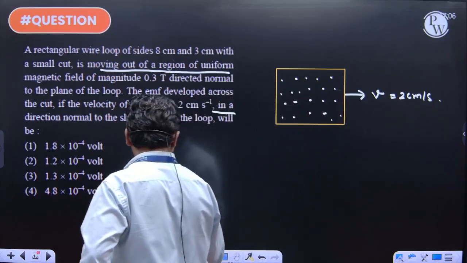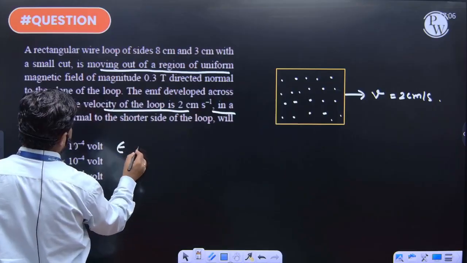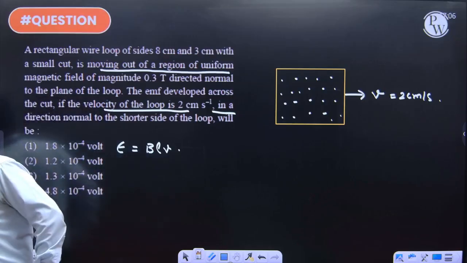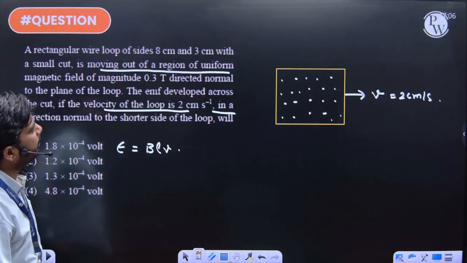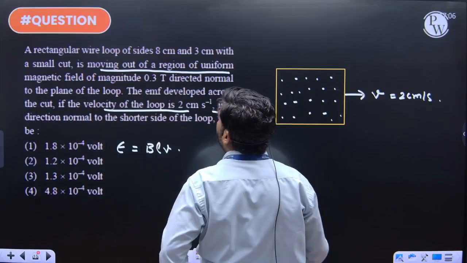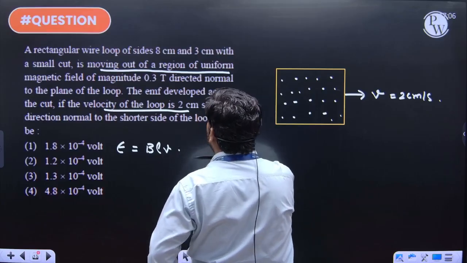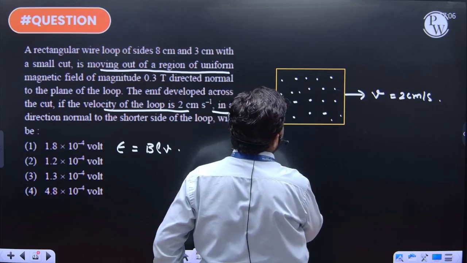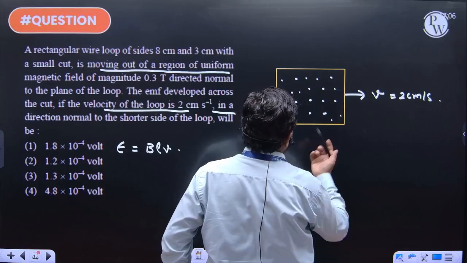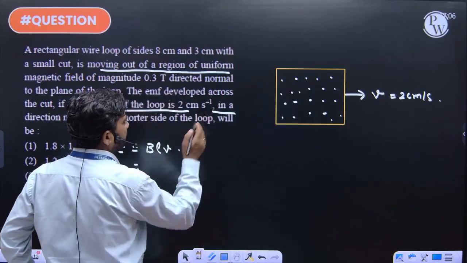So you know that this is a question of motional EMF. For a motional EMF, you know that E will be equal to BLV, right? And what is the length here? Let me check: in a direction normal to the shorter side of the loop. Yes, correct. So E is equal to BLV. What is the value of L?